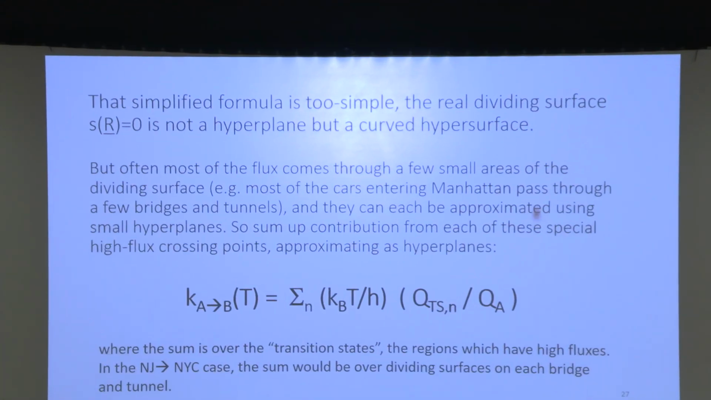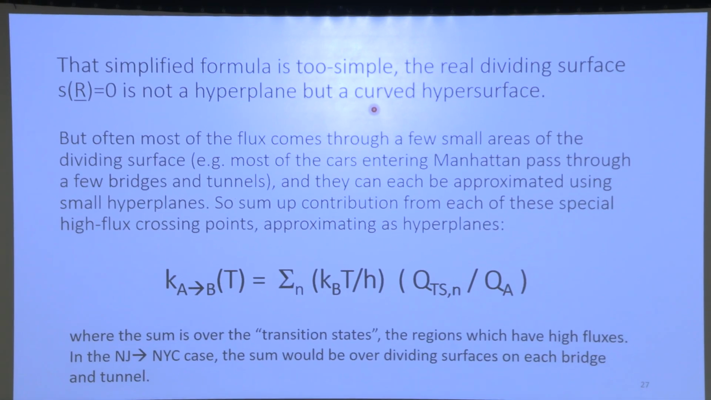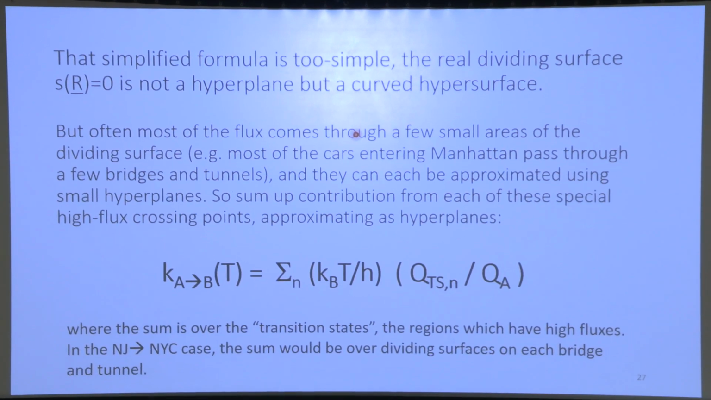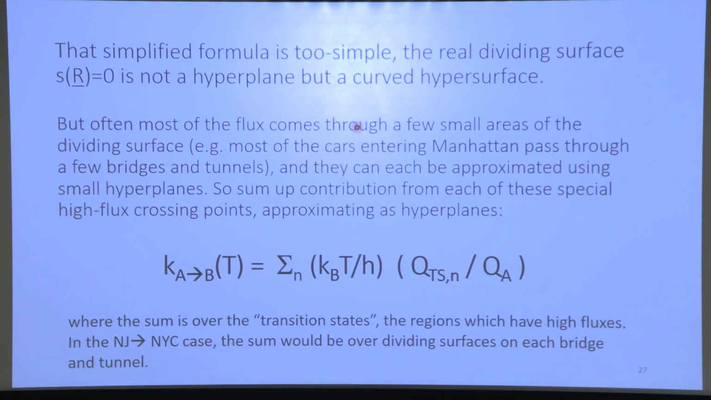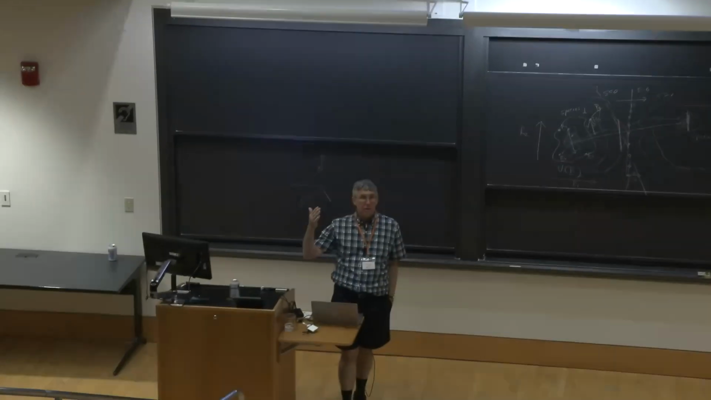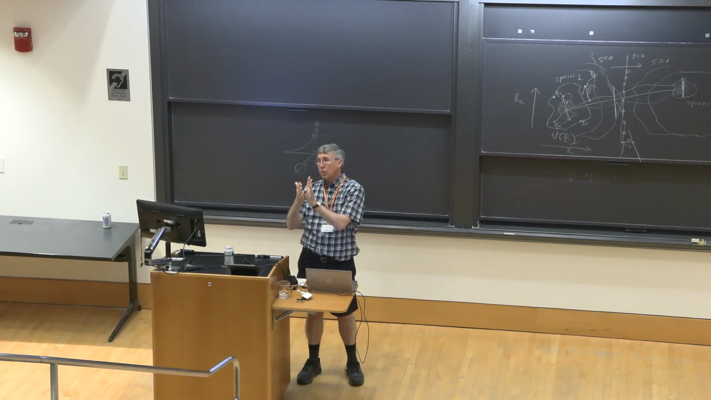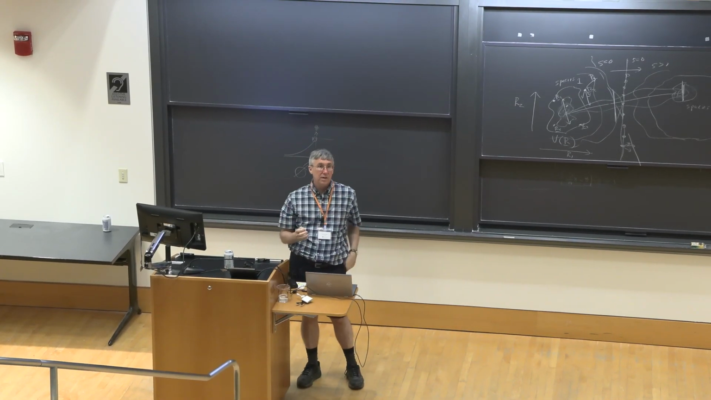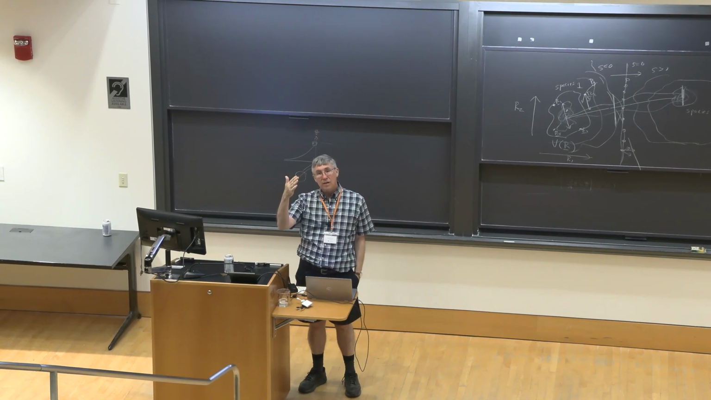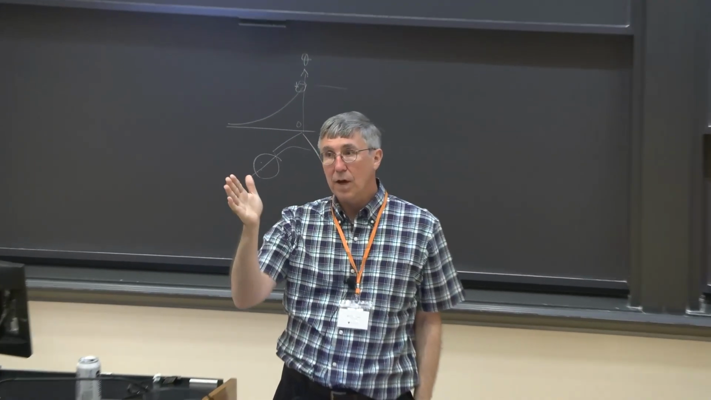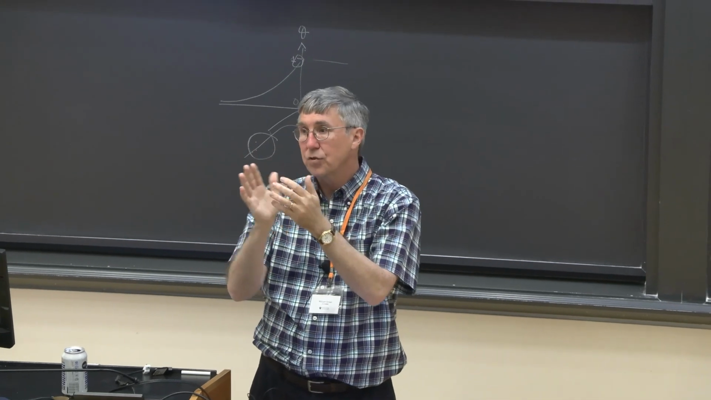Now, in reality, the real dividing surface is not a plane. It's actually curved. But a lot of times, most of the flux goes through a very small area. And so using a plane to approximate a curve over a very small area is actually not so bad an approximation. So a lot of times this works okay by using the dividing surface as a sum of hyperplanes, sort of like a piecewise planar approximation to a curved surface.